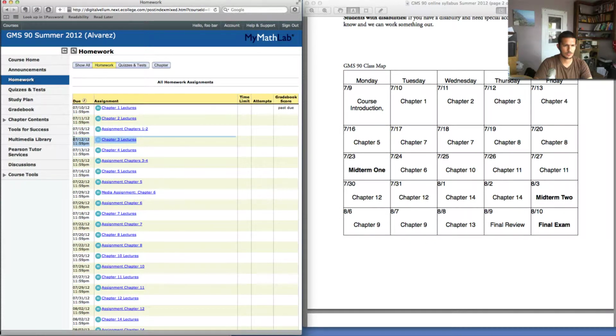That's actually wrong. They should all be on the 15th. Oh, sorry, I was looking at it wrong. Those are the lectures. Okay, sorry. So if you look at the assignment, chapter 1 to 2 and 3 to 4 are all due on the 15th. So that would be on Sunday night.